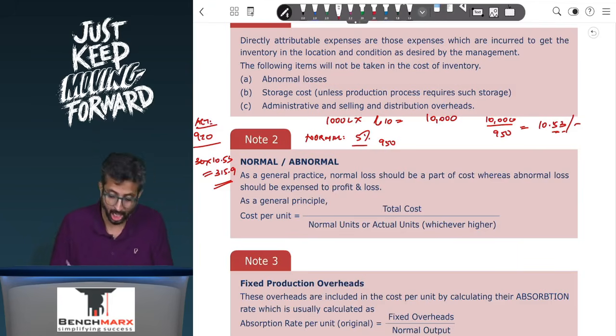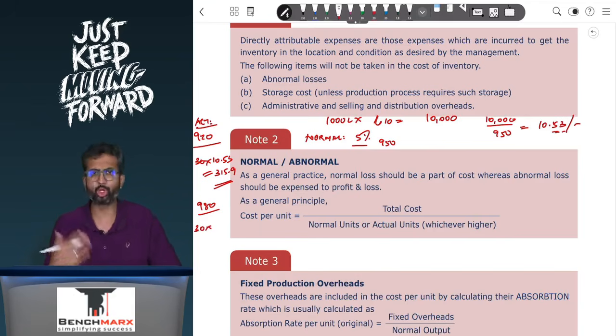Okay, but another situation is, instead of receiving 950 liters, you might also rarely receive 980 liters, in which case there is an abnormal gain. So when I look at abnormal gain, there is a 30 liter abnormal gain. Okay, so what do I do? Do I take this gain to the P&L?